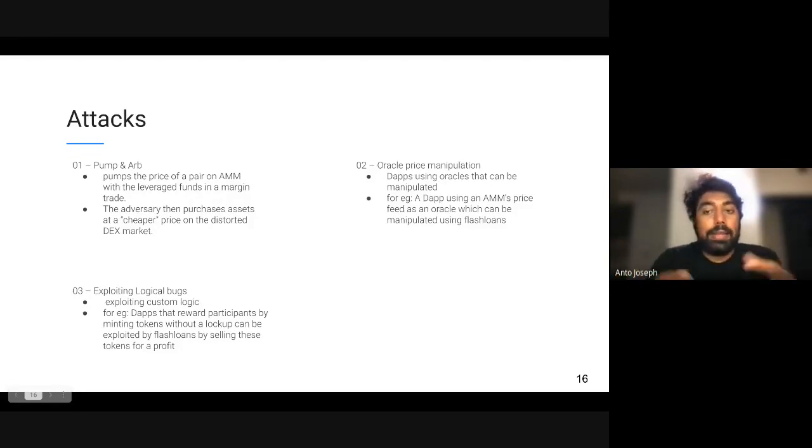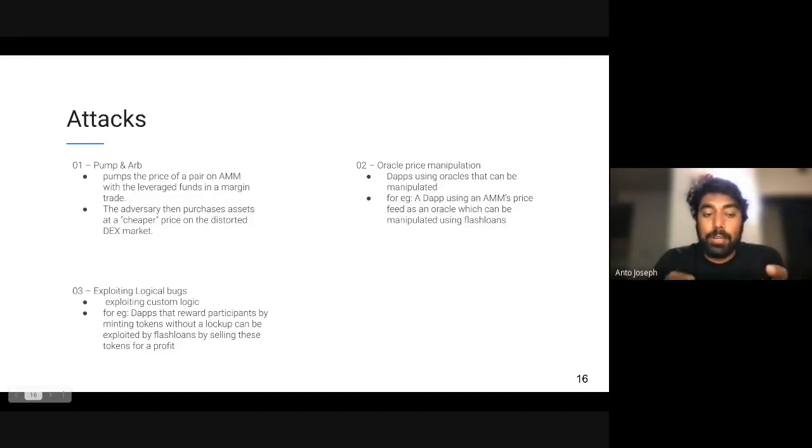And that basically means a dApp which uses some AMM's price feed as an Oracle can be manipulated using flash loans because of the way AMMs work, and not every Oracle provided by the AMMs is resistant to flash loans. We can also exploit logical bugs, and that's a big topic, and that basically means that economic flaws or business logic flaws, which are economic exploits, can be exploited with a great amount of capital because of flash loans.